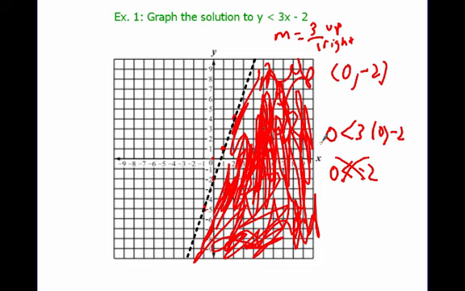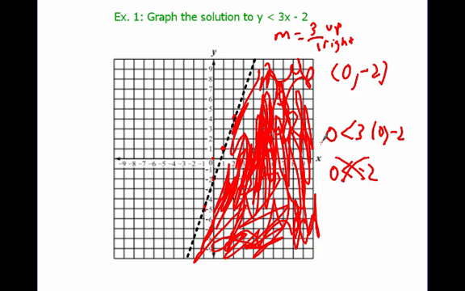Alright, so what we need to do: we use the slope and the y-intercept to graph. We look at the symbol to figure out whether it should be a dashed or solid line. And then we use a test point to decide which side we should shade on.